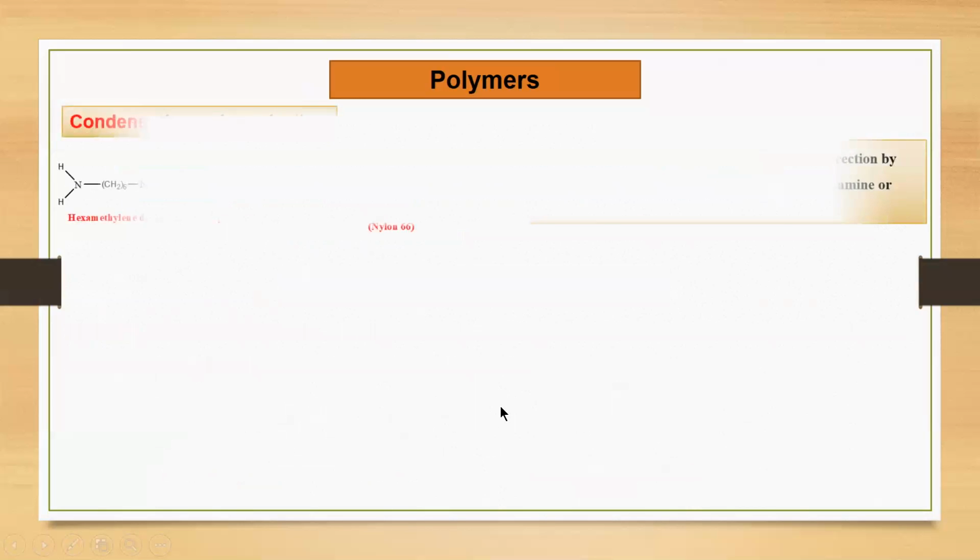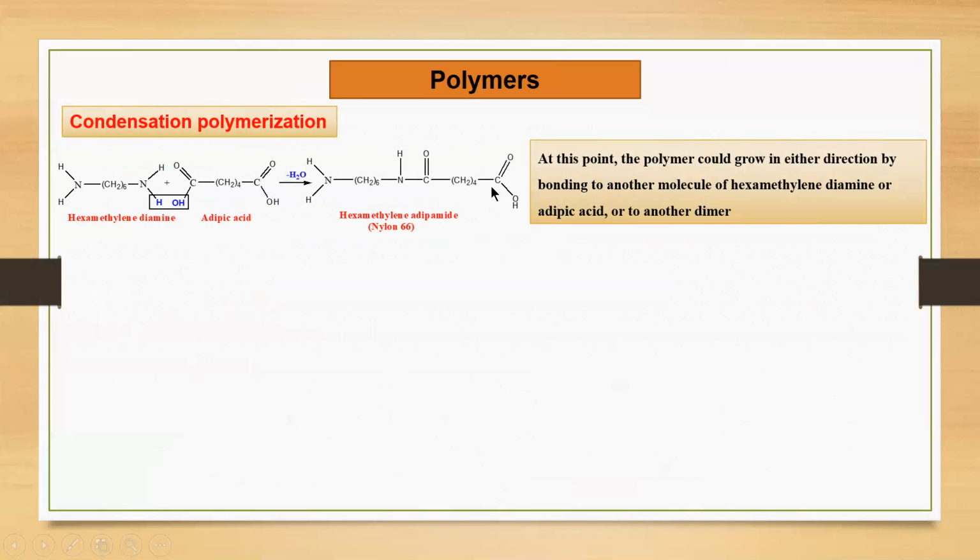Now at this point, when this nylon 6,6 is formed, the polymer can grow further in either direction. It can grow via this direction also, and it can proceed via this direction also. That is, it can proceed via the carboxylic acid group, and via this group also, that is NH2. This chain can grow in either direction by bonding to another molecule of hexamethylene diamine or adipic acid or to another dimer. So this is how condensation polymerization takes place.